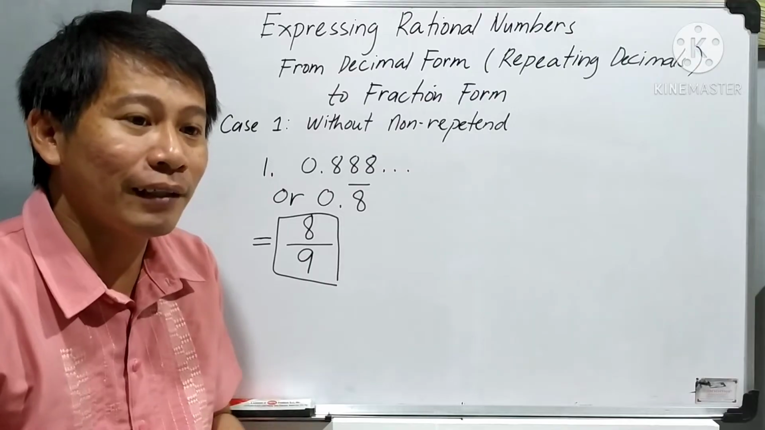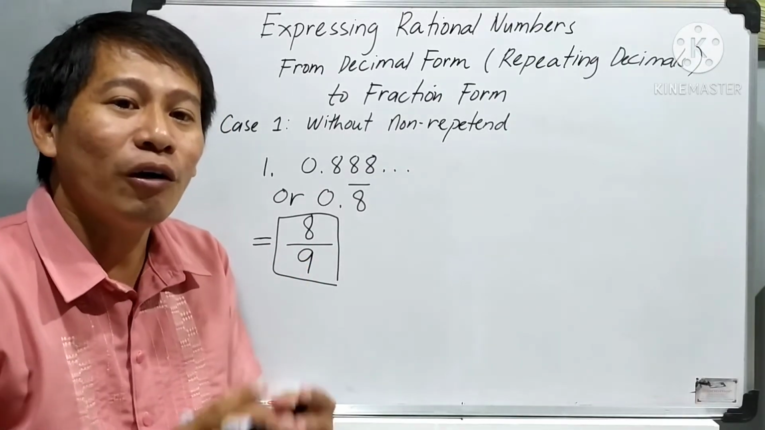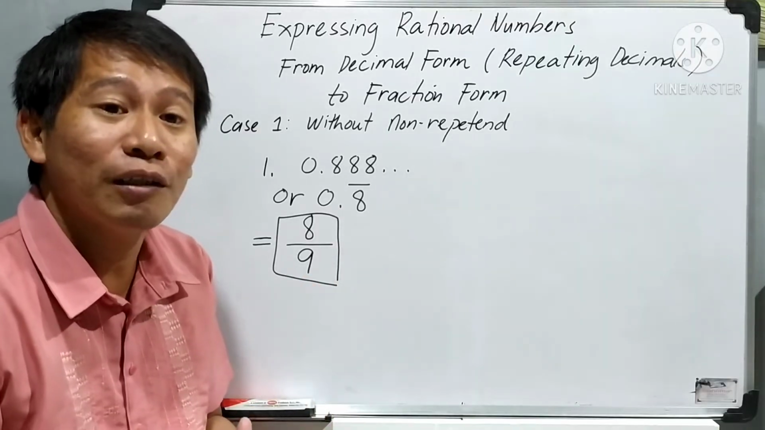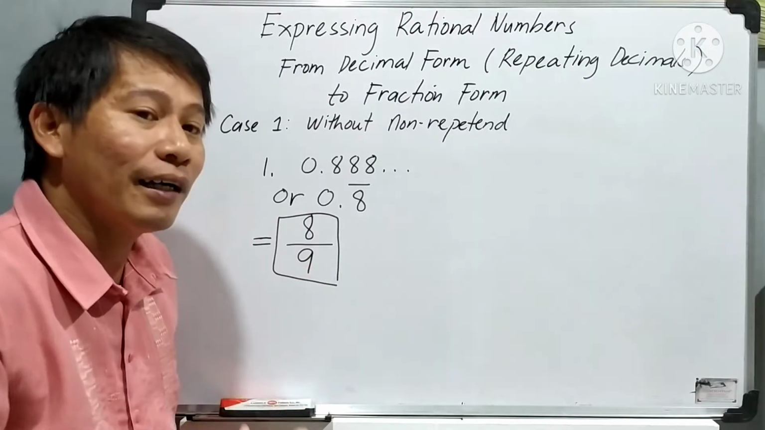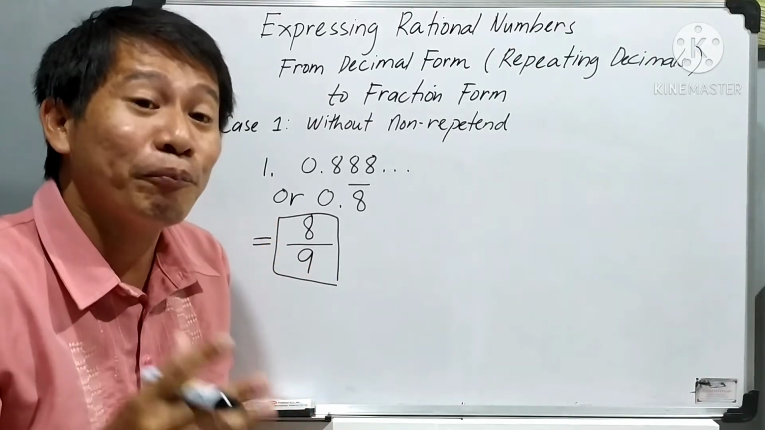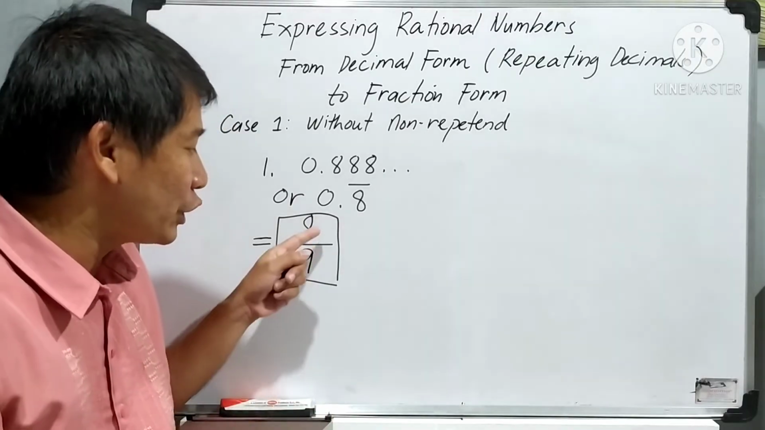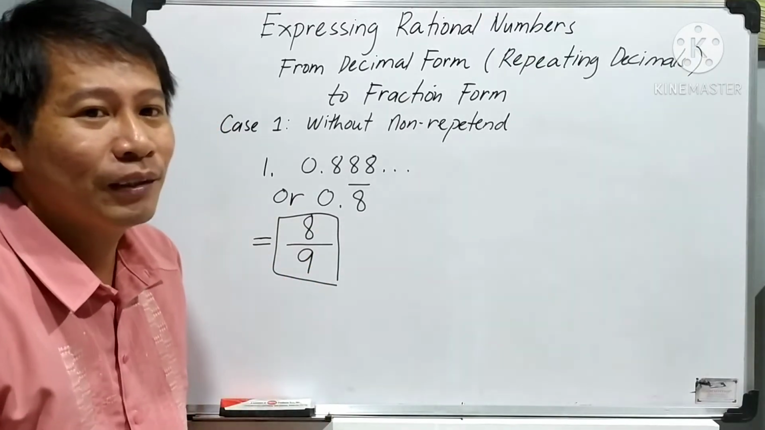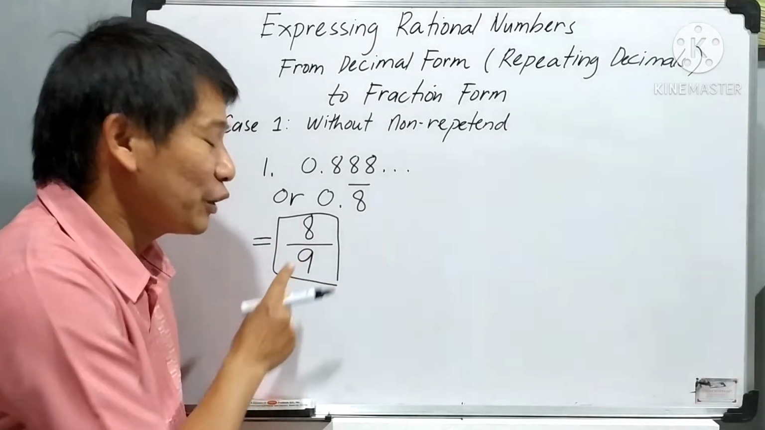But I think yung 8 over 9 is no longer or cannot be reduced anymore to lowest term. Bakit? Kasi yung 8 and 9 are relatively primes. Pag sinabi nating relatively primes, their only GCF is 1. So, pwede nating i-check kung tama ba itong fraction na nakuha natin.